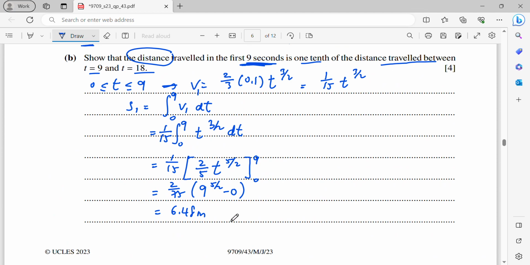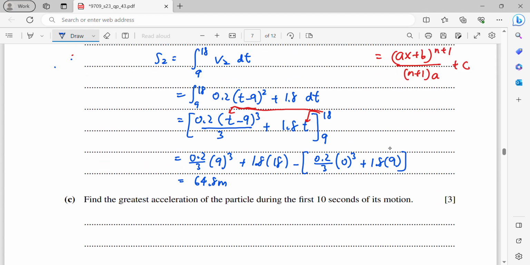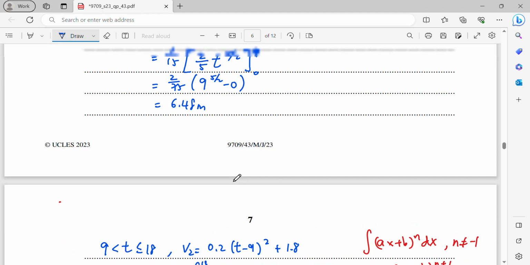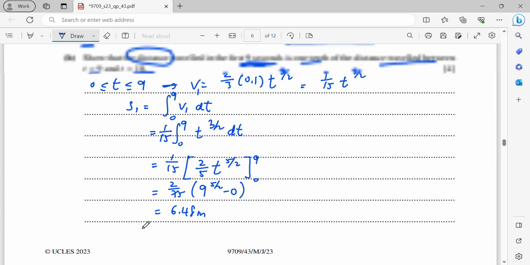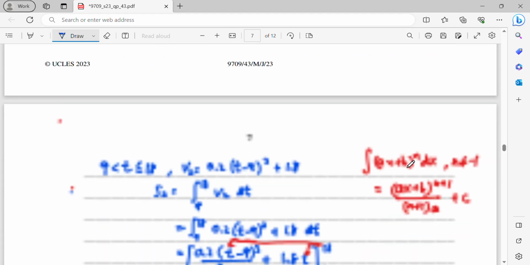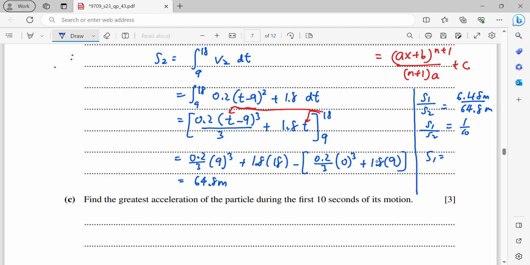was 6.48. So now you want to show that, which means I will continue over here. So S1 over S2, I get the ratio. It will be 6.48 over 64.8 meters. So obviously this is 1 over 10. Okay, which means S1 over S2 is 1 over 10. And now you want to prove that it is 1/10, right? So which means S1 is basically 1/10 of S2. So this is the proving part.